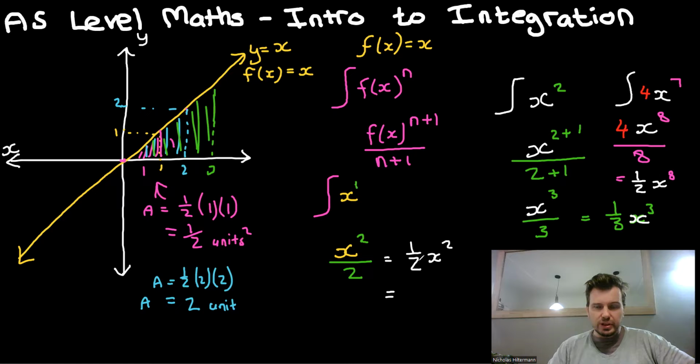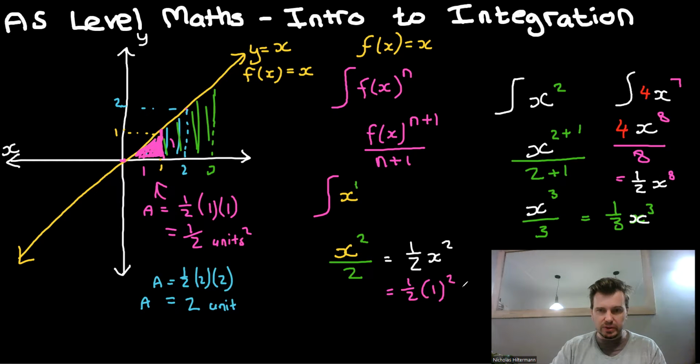If we were to substitute in 1, so a half 1 squared, what do we get? We get a half. Okay, so let's actually go back and do the colors. Remember when we did the one in pink, the little triangle? That was from 0 to 1. Well, if we were to substitute in 1 here, we would get a half 1 squared, which would be a half. And that's what we got here, a half.